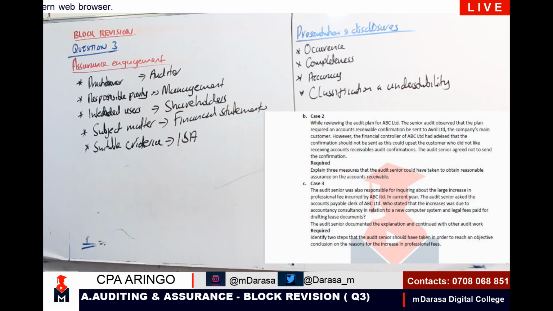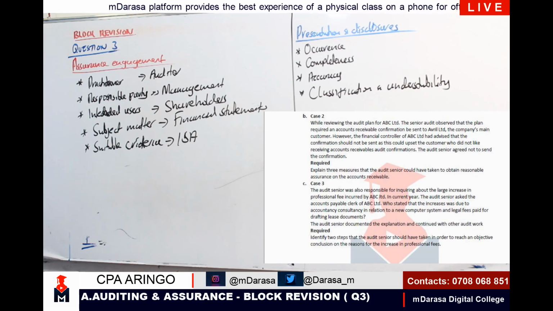We are required to identify 2 steps that the audit senior should have taken in order to reach an objective conclusion on the reason for the increase in their professional fees. So again, you'll also find that one is also direct. So one thing that we are going to do here, my good students, the steps the audit senior should have performed in this case is, number 1, to check authorization of payments from Board of Directors minutes, to review the budgets with the amounts paid, as well as to review the consultancy agreement between the consultancy firm and the client.